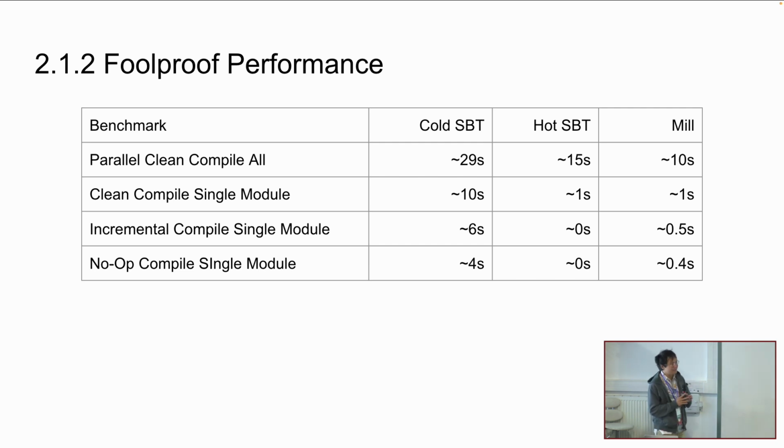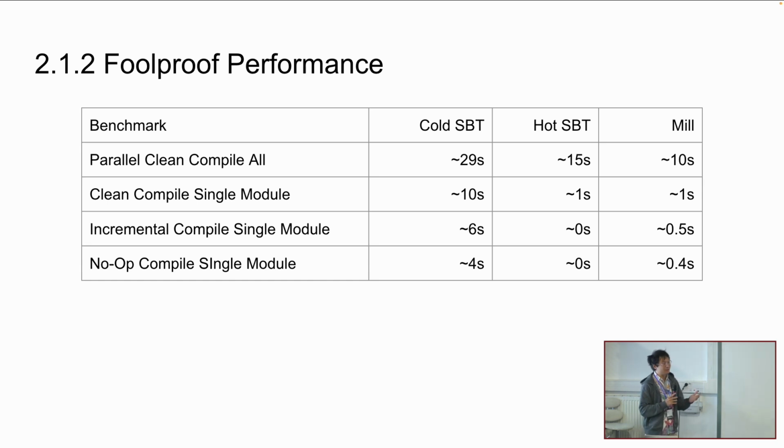The benchmarks I measured were the parallel clean compile all benchmark. You run SBT clean, you compile everything, including the test suite. Clean compiling a single module, incrementally compiling a single module, like let's say after you change a single file, or no-op compiling something. You just run compile after you've already compiled everything. What's the overhead look like?